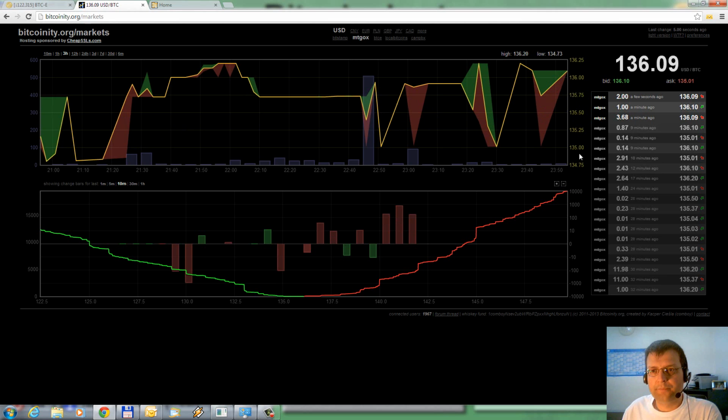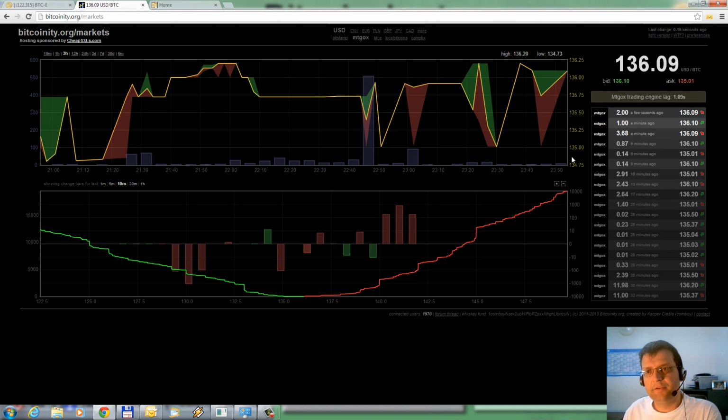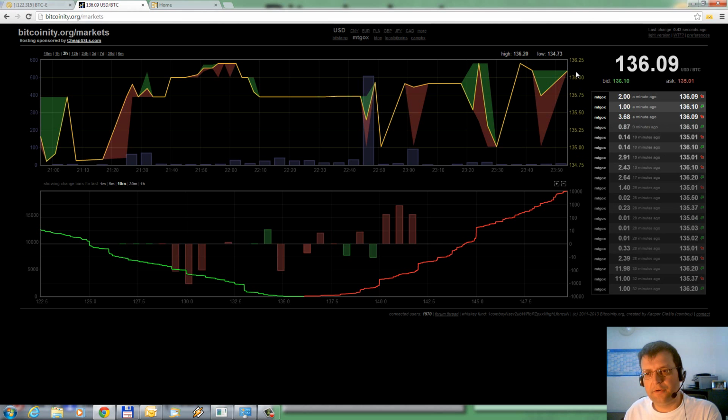Of course, let me just explain these axes. On the right you have the price, so this is the price for every Bitcoin in USD. Now you can see that we are above 136 USD with the Bitcoin price. And about 3 hours ago, the price even was below 135 USD.